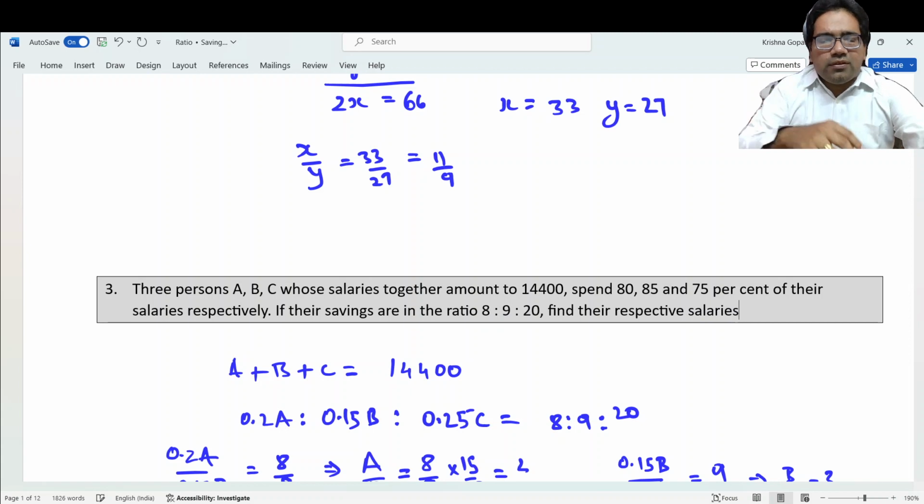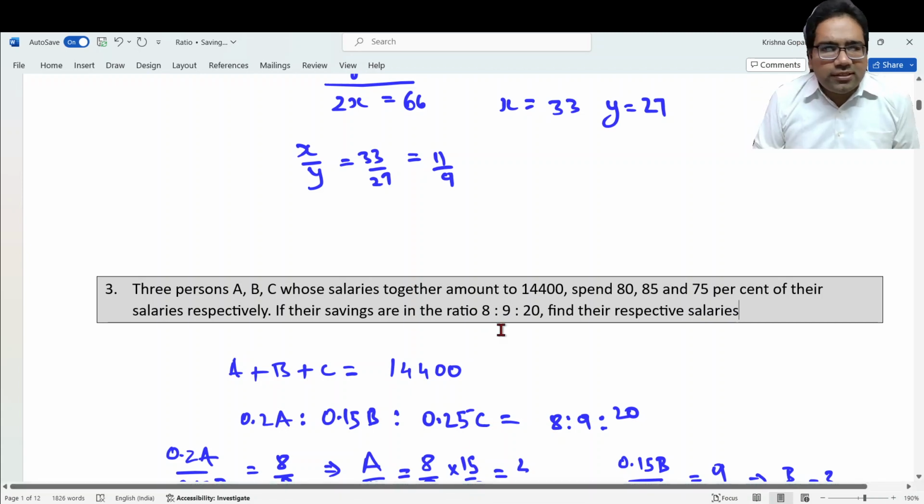Okay, what we have to do? Here the savings are given. What is the savings? If A is spending 80%, that means what is remaining? 20%. That means 0.2 of A will be remaining. 15% of B is remaining, 0.15 B is remaining. So 75% is spent, that means 25% of C is saving. So 0.2, 0.15, 0.25 of A, B, C are their respective savings.